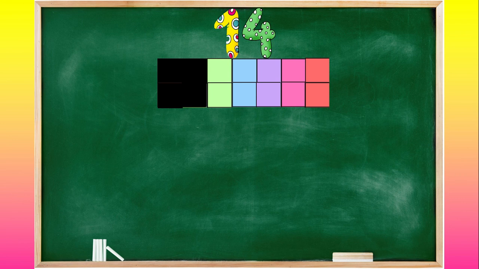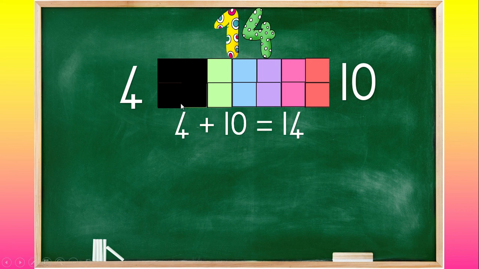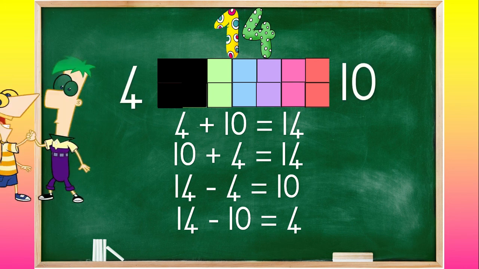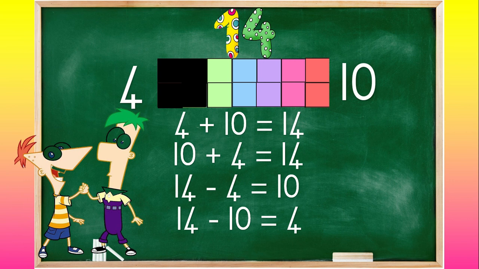If I have 4 black blocks, how many blocks do I need to add to get to 14? 1, 2, 3, 4, 5, 6, 7, 8, 9, 10. So 4 and 10. 4 plus 10 equals 14, but 10 plus 4 also equals 14. If I have 14 blocks and I take away 4, I'm left with 10 colored blocks. If I have 14 blocks and I take away 10 colored blocks, I'm left with 4 black blocks. So 4 and 10 are also friends, just like Phineas and Ferb.